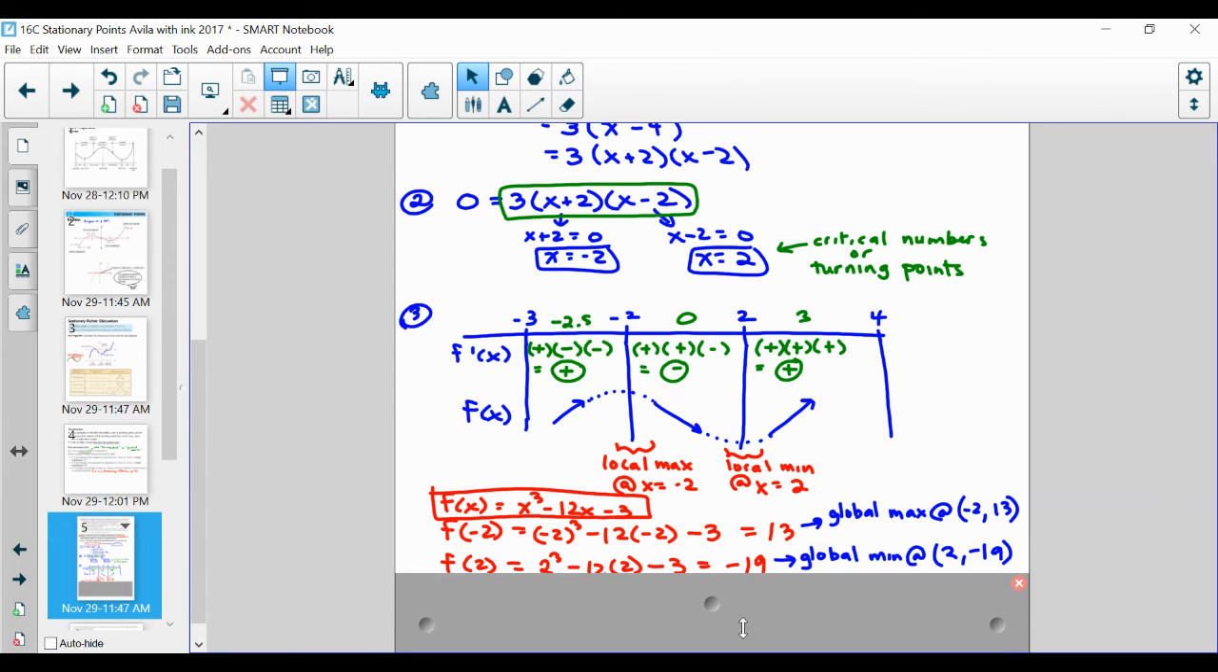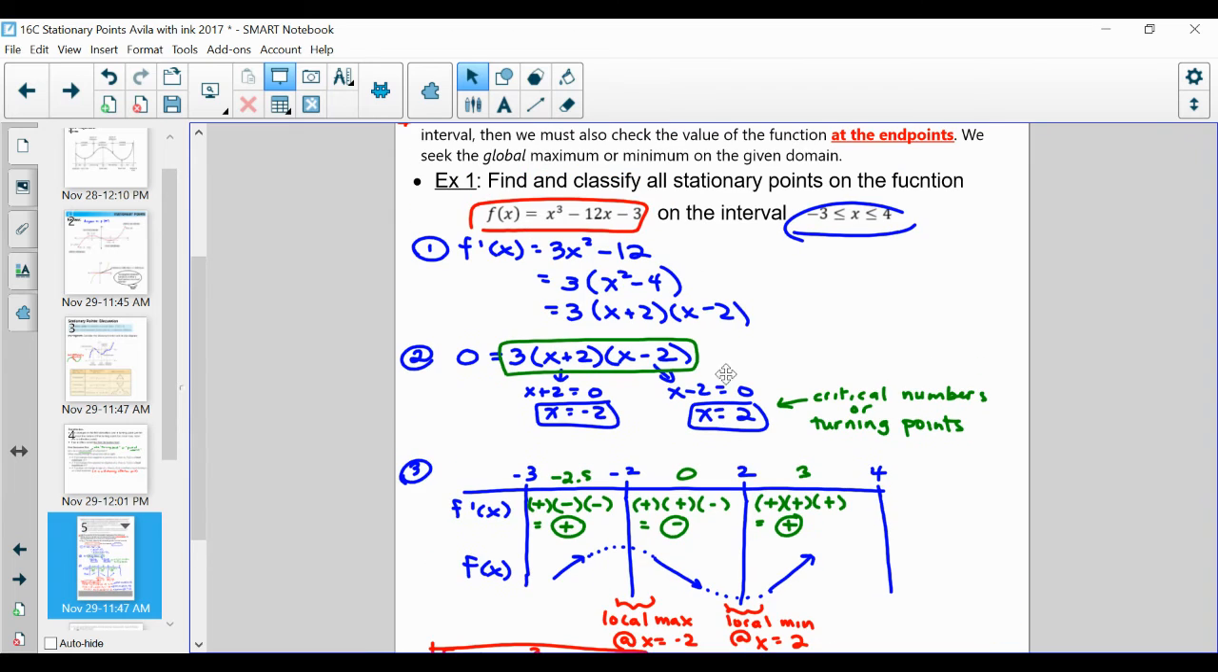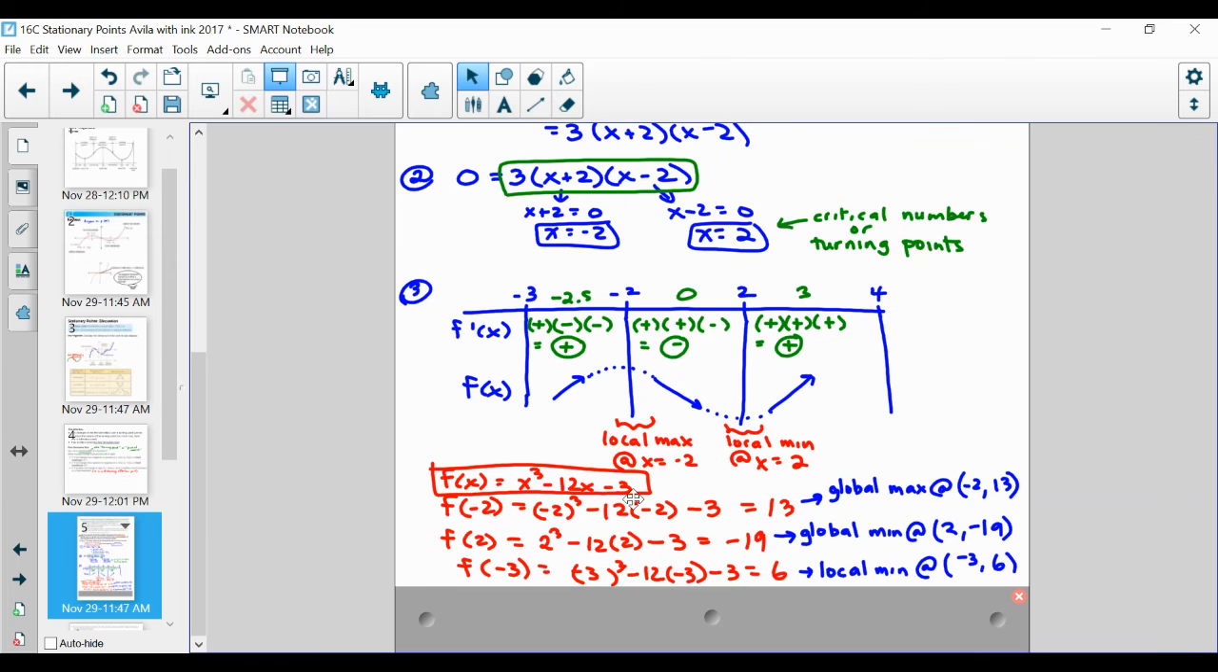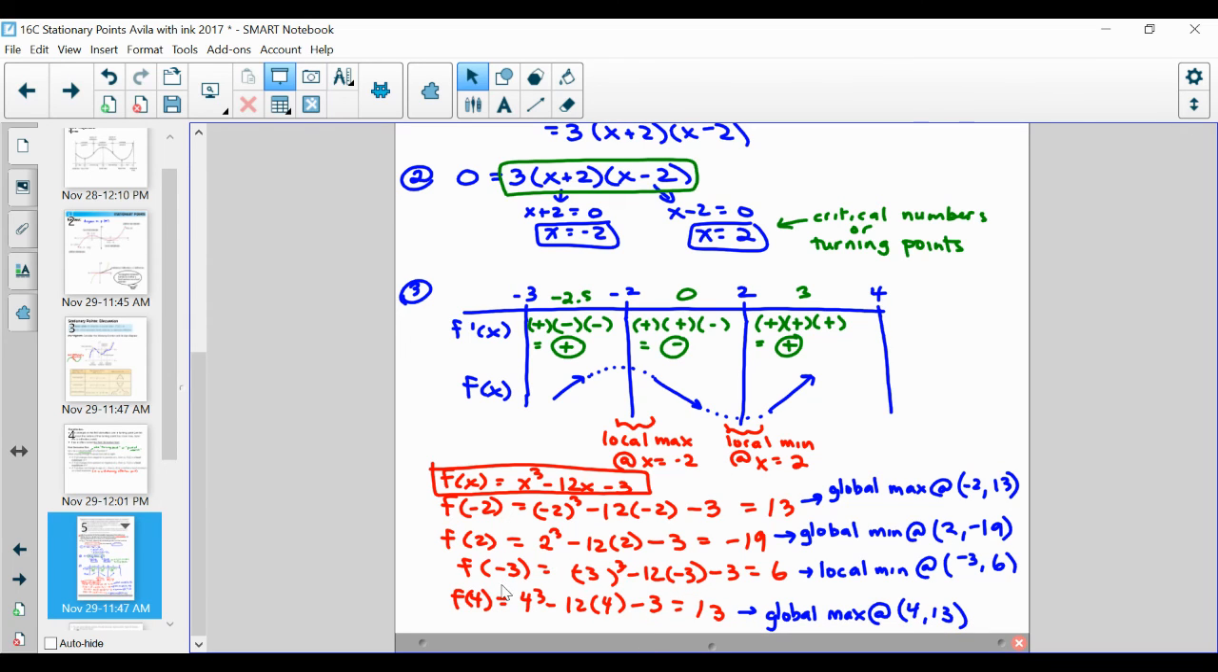Okay. And if we have to find the values, remember my question asked me to find and classify all stationary points. That means I need not just the x value, but also the y. So I'm going to go back to my original function, not the derivative, and I'm going to plug in. When x is -2, y is 13. So we have a point at (-2, 13). When x is +2, y is -19. So we have another point here at (2, -19). We're also going to check the endpoints because those could actually be higher or lower than these points. So I plug in f at -3 and f at 4 to get these values. So now I have 4 points.